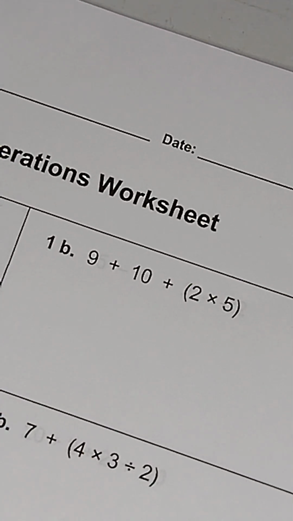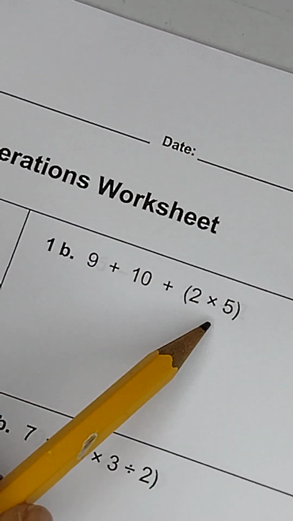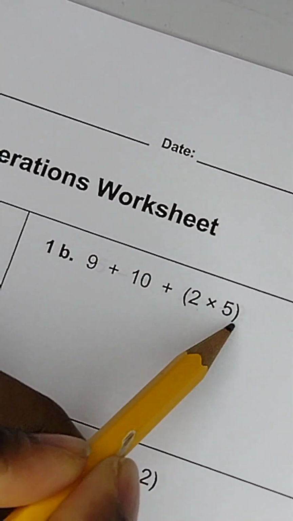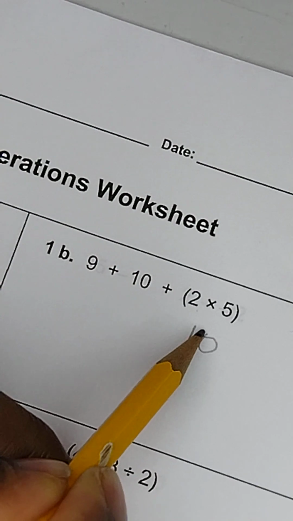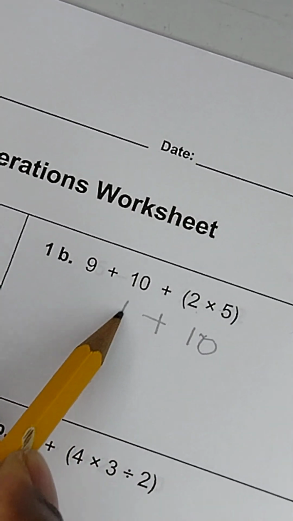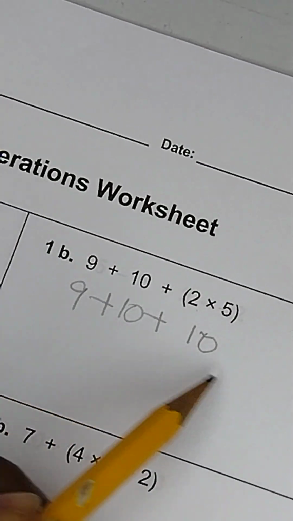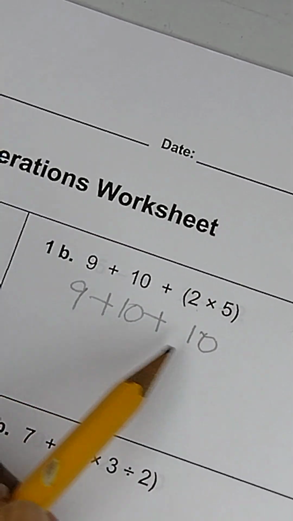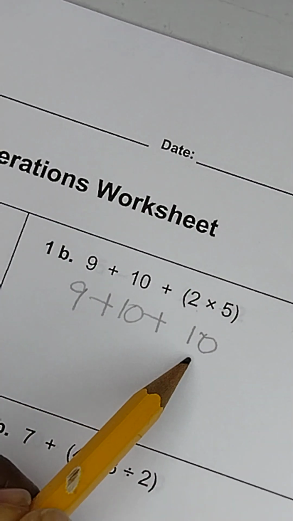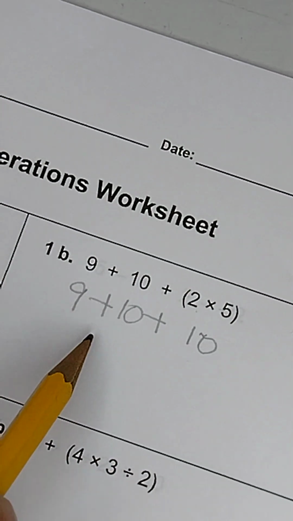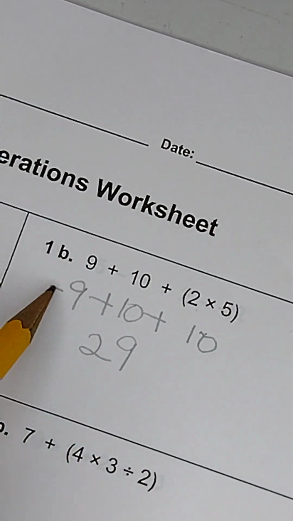And then 1b. So again, we'll do the bracket first. 2 times 5 is 10. And then we'll bring down the other numbers. And plus 9, and then they're all additions anyway, so you just add them all together. 10 add 10 is 20. 20 plus 9, and that's 29.